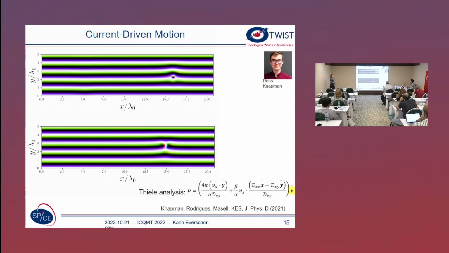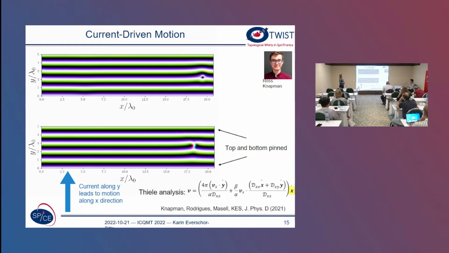And when we perform a TILA analysis, what we see is that whatever we do, we just get a current, or we could just get the drive along this track. So what we need to do for this is, of course, pin these helices, but very often when I have these large stripes, they are anyway pinned. And even when I apply current along the y direction, I still get a motion along the x direction.